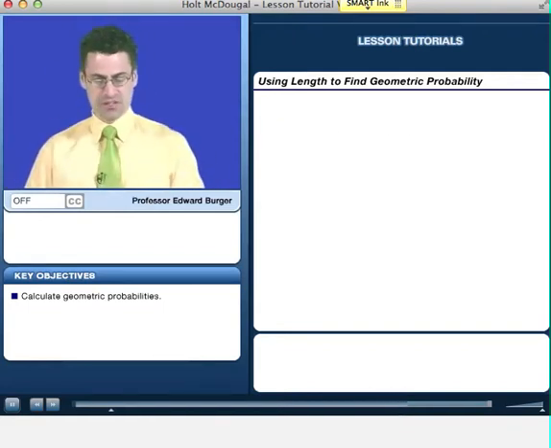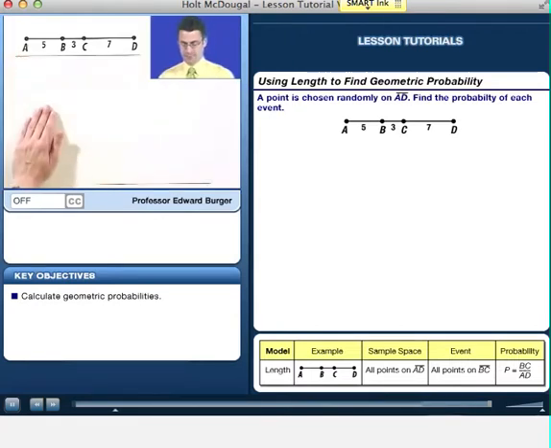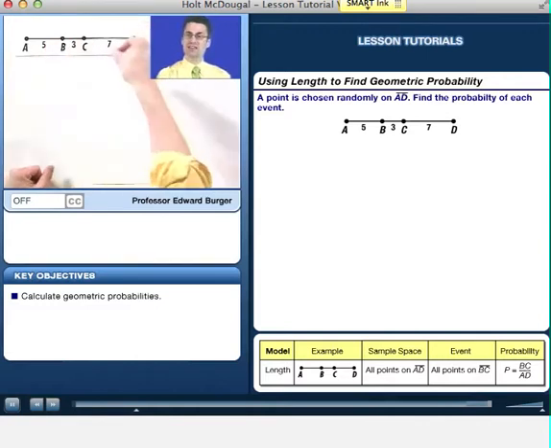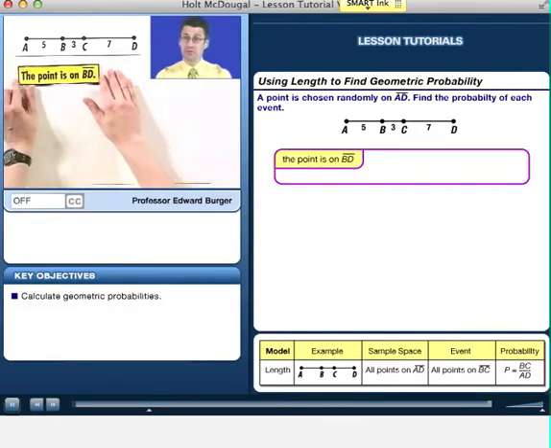talking about. So suppose that I have a line segment, AD, and it's cut up with B and C, and you can see the various lengths there. And suppose that I'm going to pick a point on that, but entirely at random. So it's just as likely I pick any one point as any other point. Well then, we can take a look at some probability questions that have a geometrical flair.